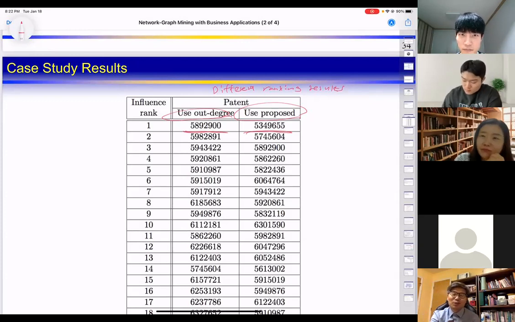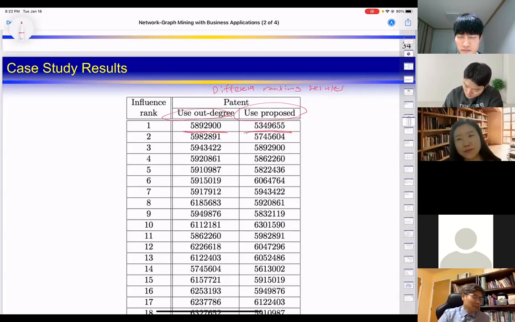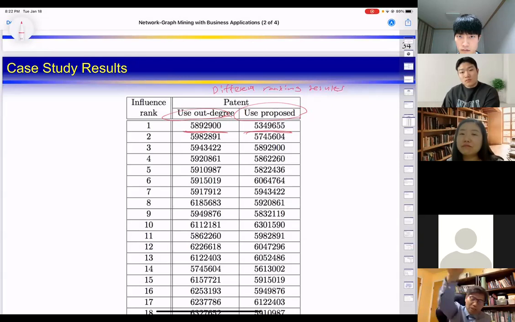You guys have some research experience, right? Different methods give us different ranking results. They may say this patent is more important, ours says another one is more important. How do you know which one is more important in reality? How to validate?